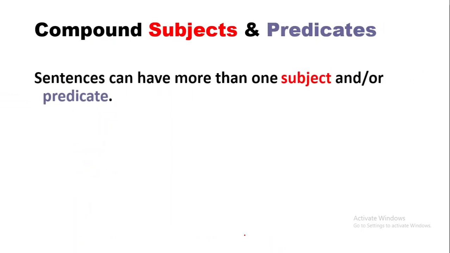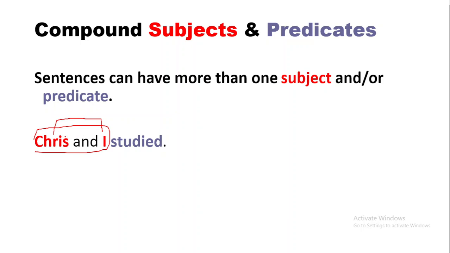Now there can be another possibility where you have compound subjects and predicates. For example, sentences can have more than one subject and they can have more than one predicate as well. For example, when you say Chris and I studied, Chris and I is the subject, but in the subject you have a compound subject. By compound subject I mean that you have two separate subjects, and when you combine them together with a coordinating conjunction, that becomes a compound subject.